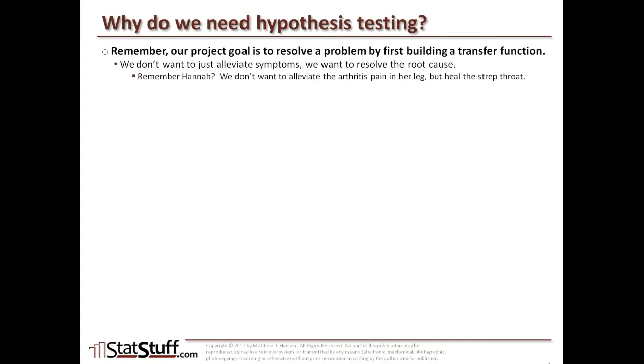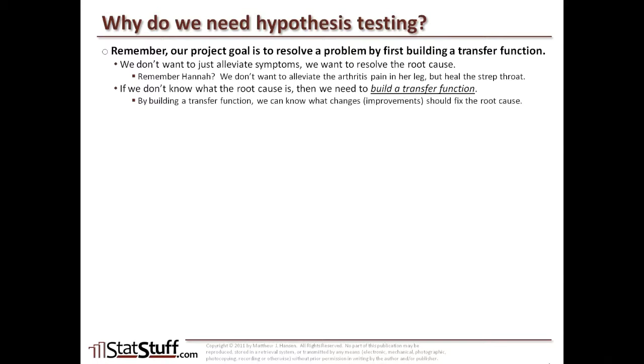We don't want to just alleviate the arthritis pain that she was feeling in her leg, but we want to heal the root cause, which was the strep throat. So if we don't know what the root cause is, then that means we need to build a transfer function to figure that out. By building the transfer function, we can know what changes, that is, what improvements we need to make that should fix that root cause.